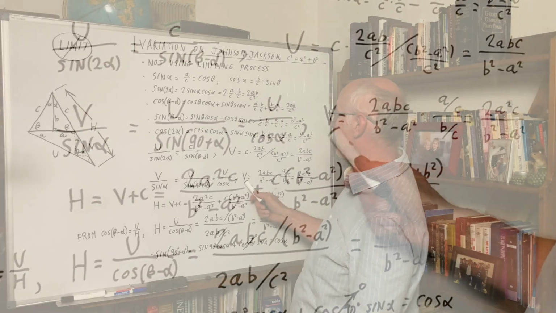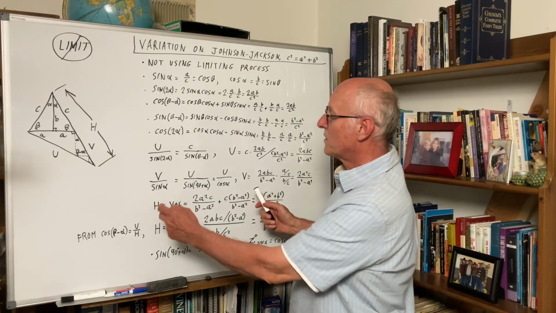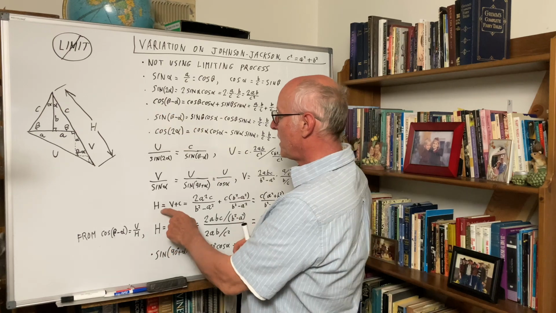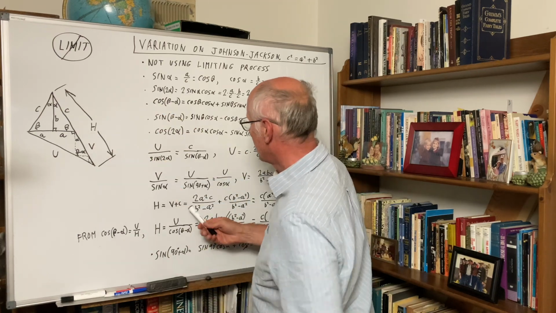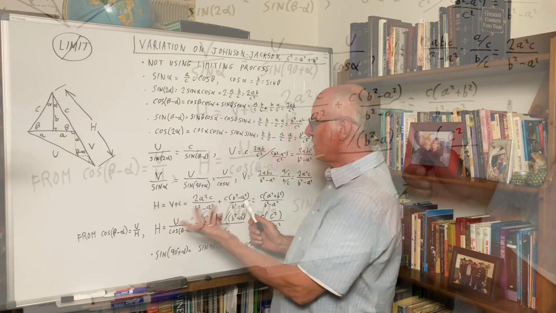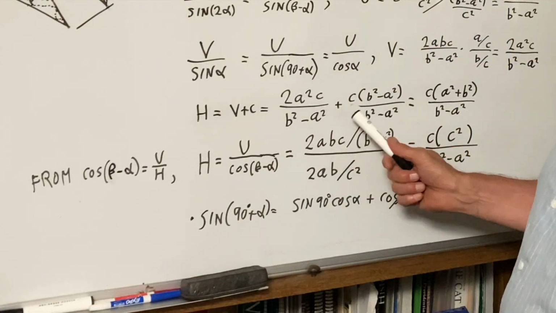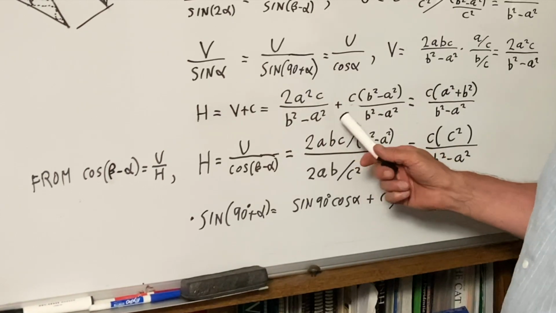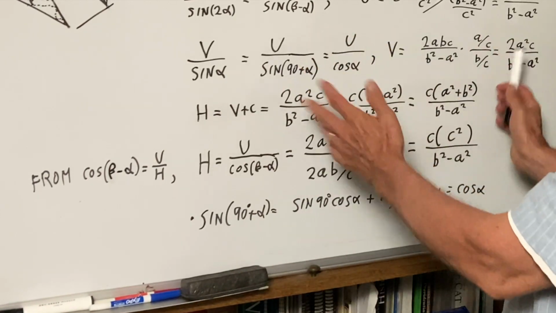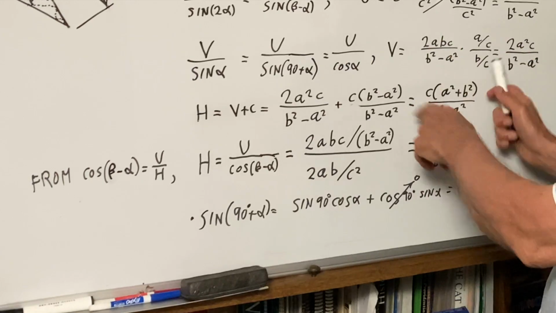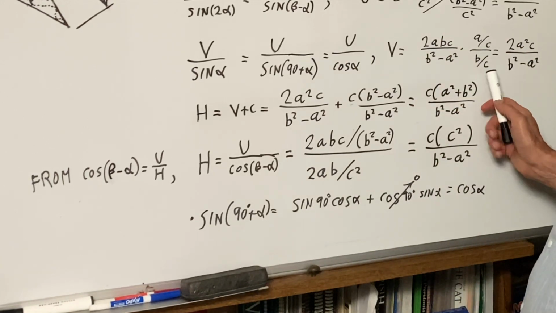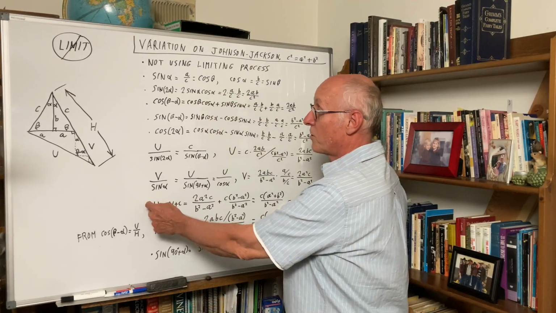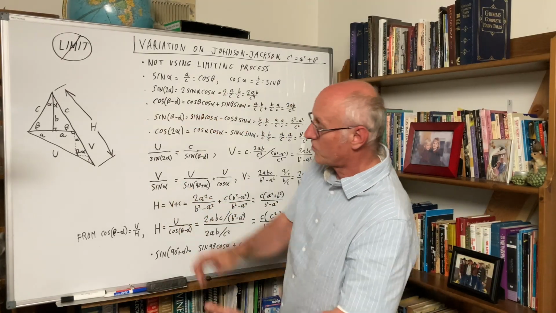So now we have v. Once we have v, we can calculate h. h is v plus c. So you plug in the values, make sure that you're properly normalized in the denominator, and simplify, and you get c times (a squared plus b squared) over b squared minus a squared. That's h, this distance h.